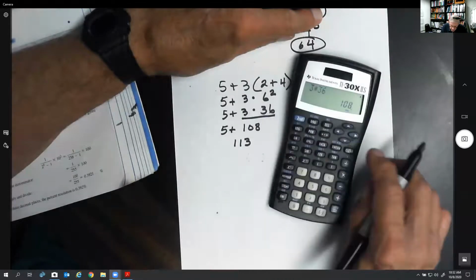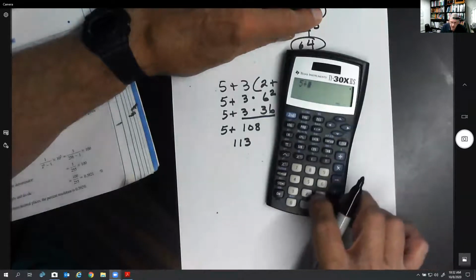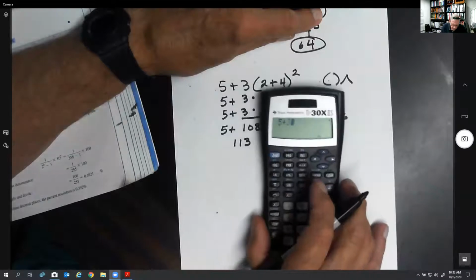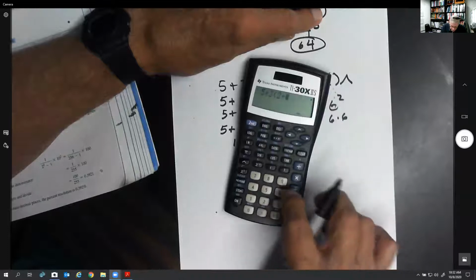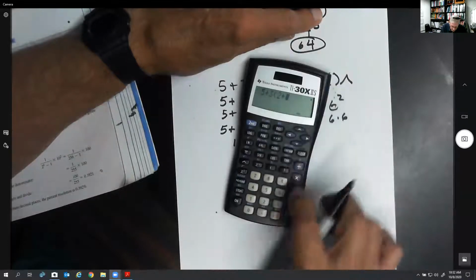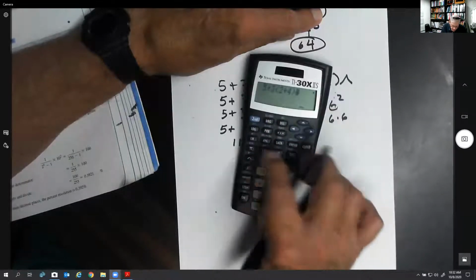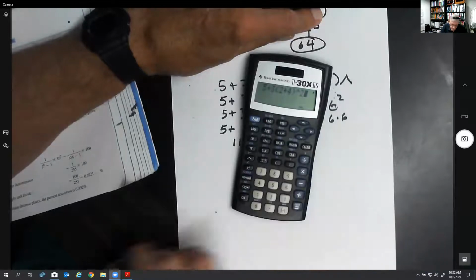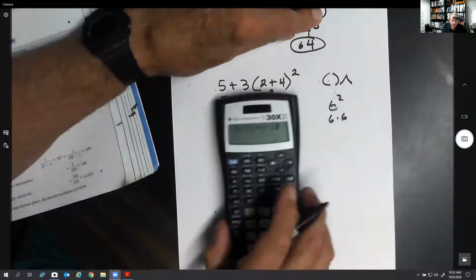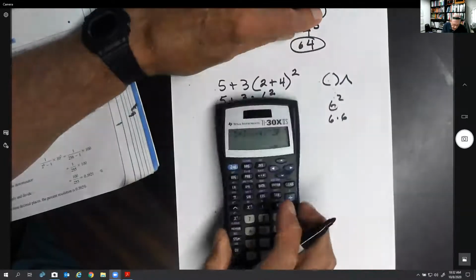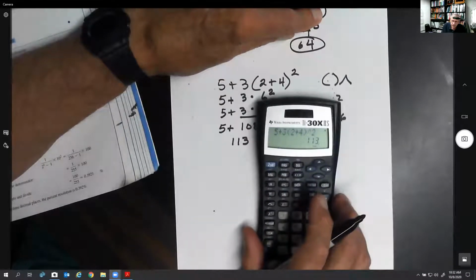You should be able to do this without the calculator. The calculator is good to check, but you want to know how do you do this if you don't have a calculator. 5 plus 3, parentheses, 2 plus 4. Oops, sorry, kind of got ahead of myself there. Parentheses, raised to the second power. I could hit x squared or get used to using the raised power. Okay, that's your expression written on the computer. Okay, let's see what it gives us. Just hit that enter.